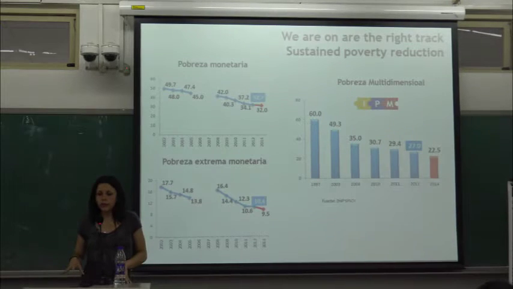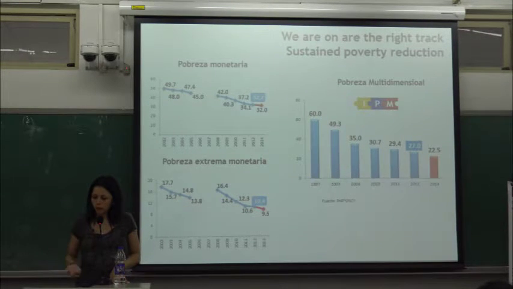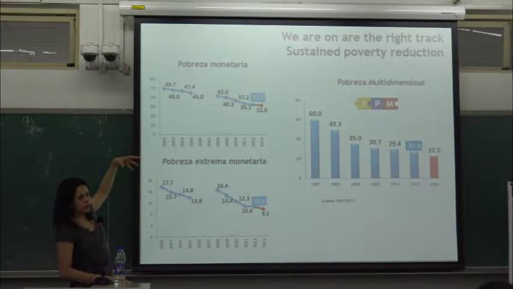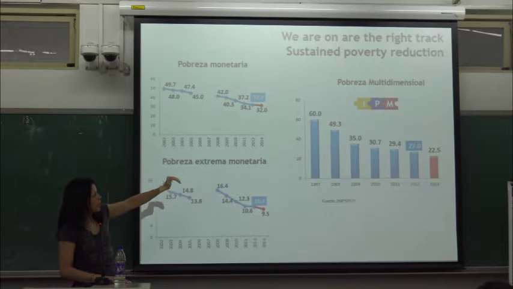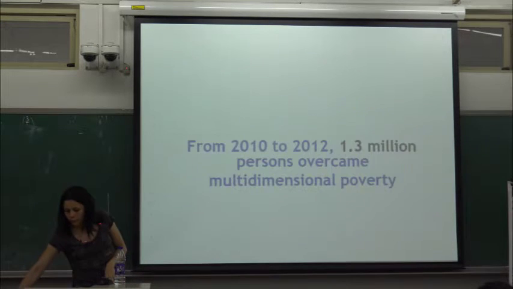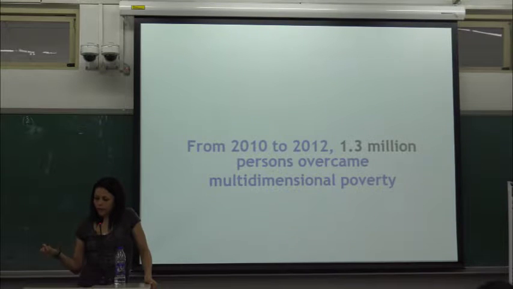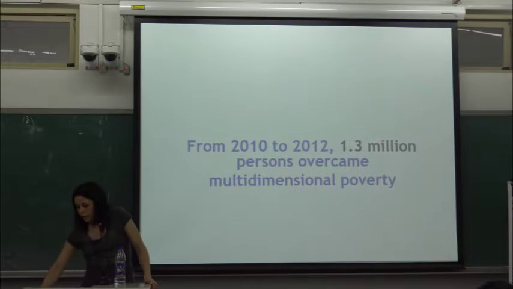So one of the important things in the MPI for Colombia is that it's really good for tracking poverty. So what they have in here is monetary poverty or income poverty, extreme income poverty, and the multidimensional poverty index, the MPI, and they are tracking how much it is reducing. So this tracking helped them to decide what to do in order to improve the number of people who are out of multidimensional poverty. So from 2010 to 2013, 1.3 million people overcame multidimensional poverty in Colombia. So how did they do it?